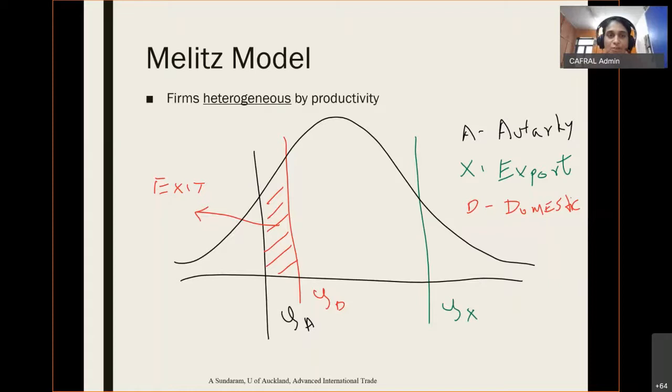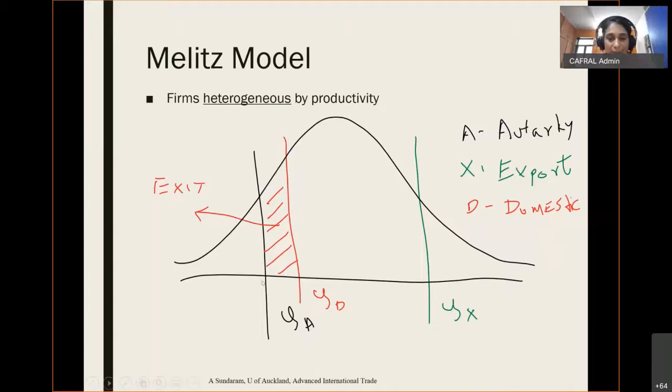Because you have to incur the fixed cost of exporting, it's only the most productive firms that are going to be able to do so and then export. Those exporting firms start servicing the foreign market. They start becoming bigger, which means they take up more resources. You can think of it that way intuitively. Through the labor market, they bid up the wages, and the labor market is sort of in the background of all of this. What that means is that the least productive firms are no longer competitive enough to survive in the market, so some of them are going to have to exit.